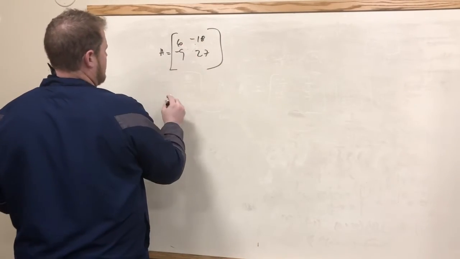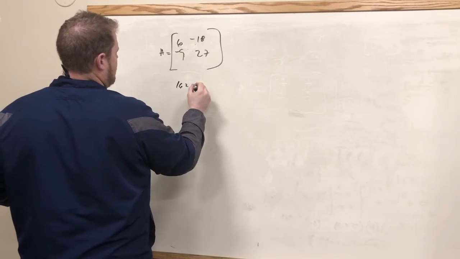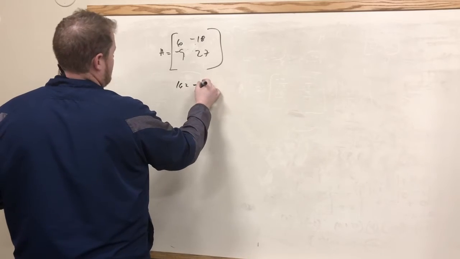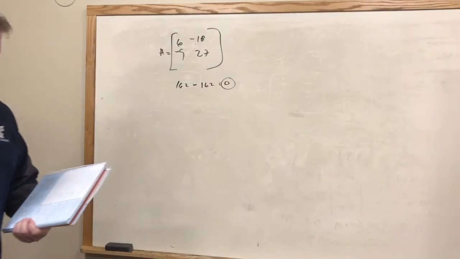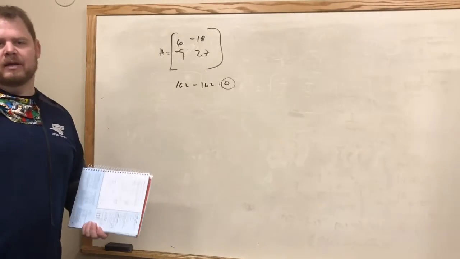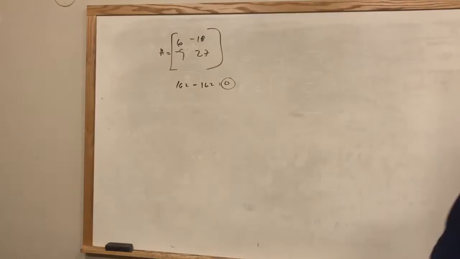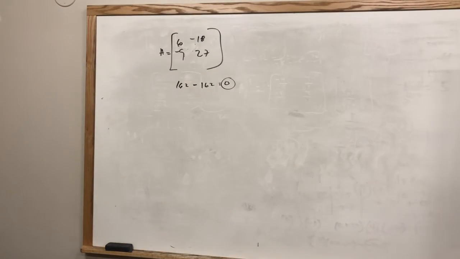So 6 times 27 is going to be 162, and 9 times 18 is also 162. Minus a minus becomes a positive, so that's 162 minus 162, which is 0. Therefore, this does not work, and you're done right there. So I would suggest always doing your determinant first, because if your determinant goes to 0, you're done with that problem. All right. Any questions there?